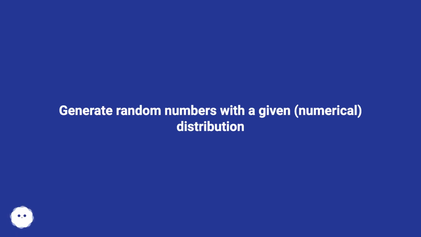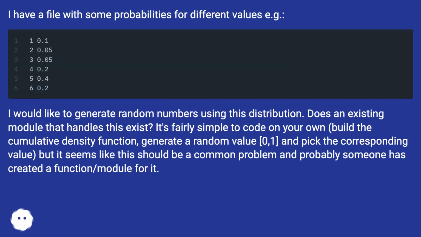Generate random numbers with a given, numerical distribution. I have a file with some probabilities for different values, for example. I would like to generate random numbers using this distribution. Does an existing module that handles this exist?